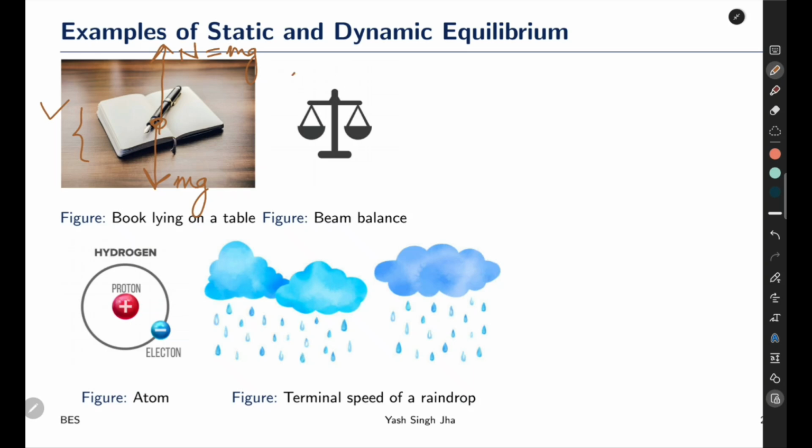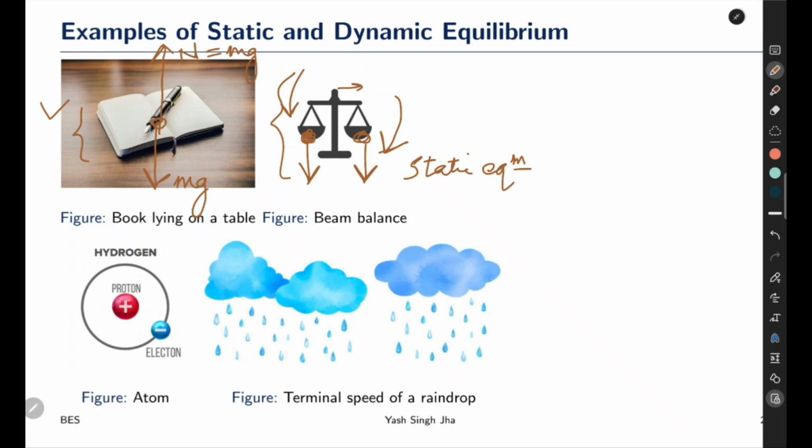Second, when we see the weighing balance, the beam balance, what happens when the weight on both the pans is equal? Then the moment generated because of this weight, which is in clockwise direction, is equal to the moment generated by this weight, which is in anti-clockwise direction. Since both the moments are equal, no change happens. This is also an example of static equilibrium.